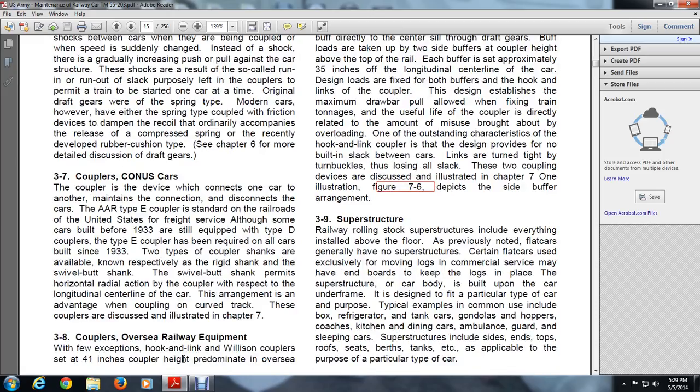3-7. Couplers and coupler parts. The coupler is a device which connects one car to another, maintains the connection, and disconnects cars. The AAR Type E coupler is the standard of the railways in the United States for freight. Although some of the cars built before 1933 are still equipped with Type D couplers, Type E couplers have been required on all cars built since 1933.